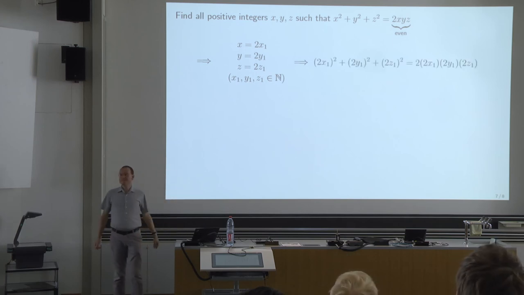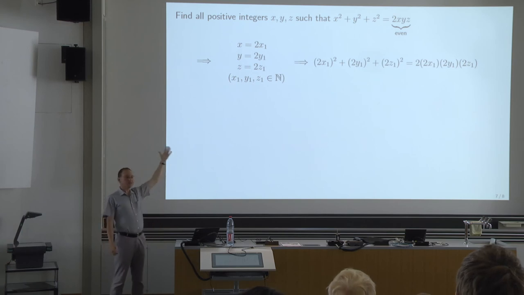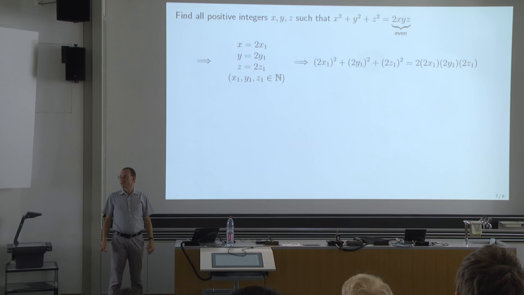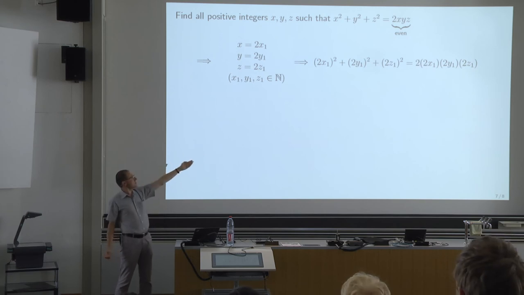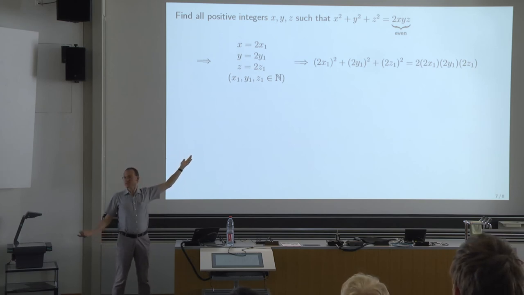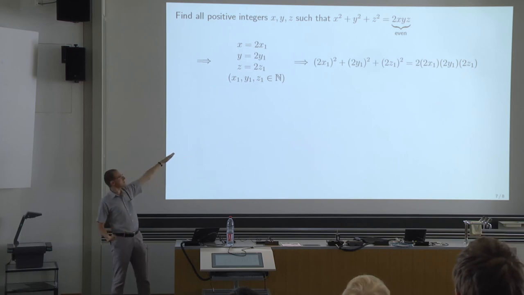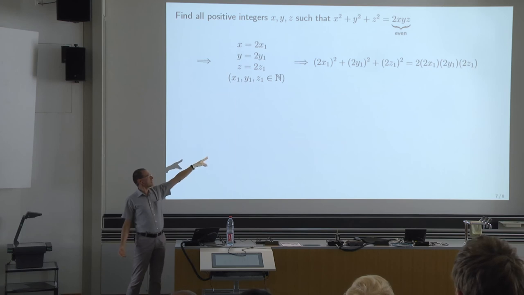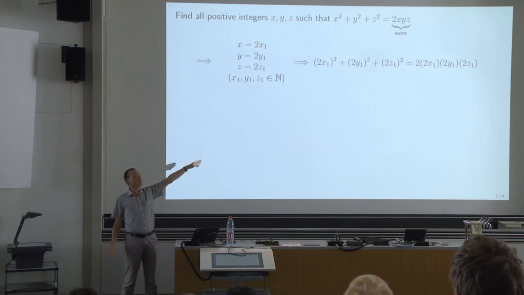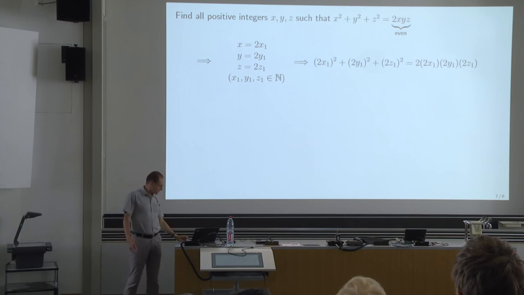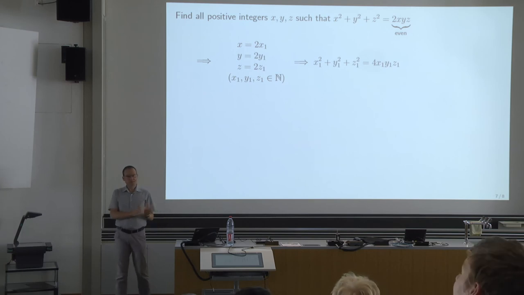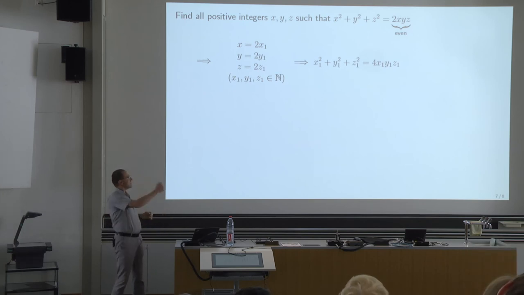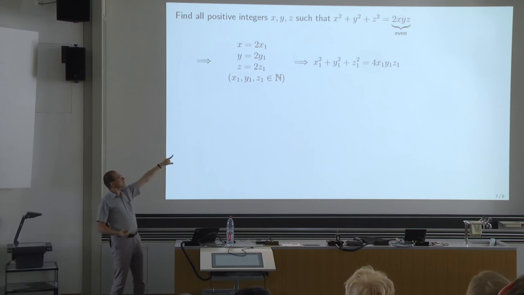The equation becomes like this when you replace x, y, and z by 2x1, 2y1, 2z1. Now this equation, should we keep it like this or should we cancel something? What do we cancel? A 4. On the left-hand side there is a 4. On the right-hand side there is a 4, and then 2 more copies of 2. Once we cancel 4, on the left you have the sum of the squares, and on the right you have 4 times their product. So if you start with x, y, z being a solution of the initial equation, they give rise to x1, y1, z1, which are solutions of that equation.